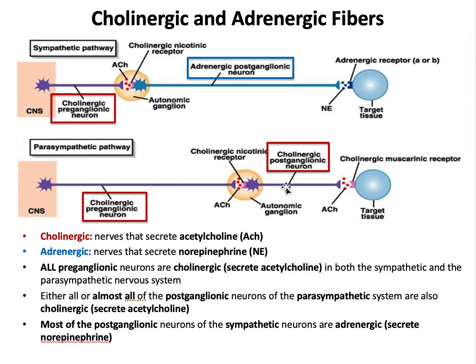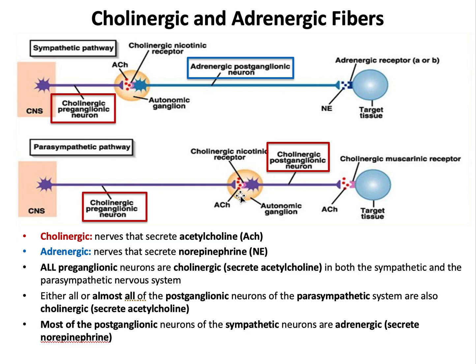Our postganglionic neuron is also purple. It is also a cholinergic neuron, meaning that the postganglionic neurons of the parasympathetic nervous system will also secrete acetylcholine. But instead of binding to nicotinic receptors, which are always excitatory, this acetylcholine will bind to what's called muscarinic receptors on the target tissue. And I'll go into a little more detail in just a second. Okay, but these are going to be different acetylcholine receptors. They're going to be metabotropic, whereas the nicotinic receptors are ionotropic.